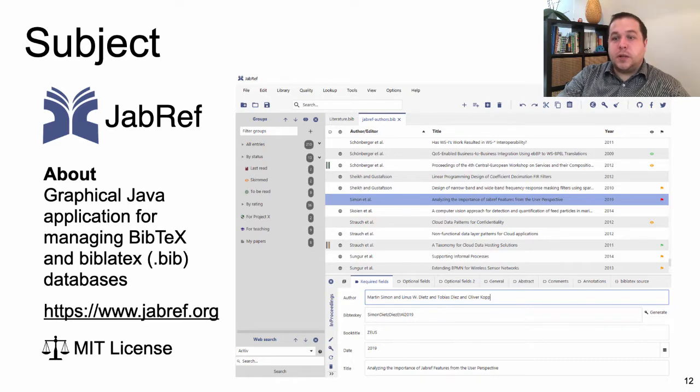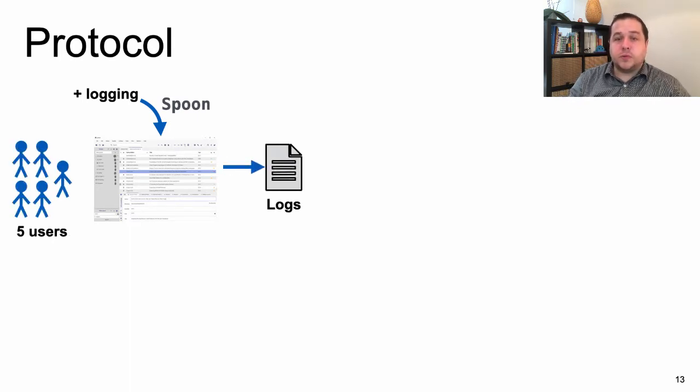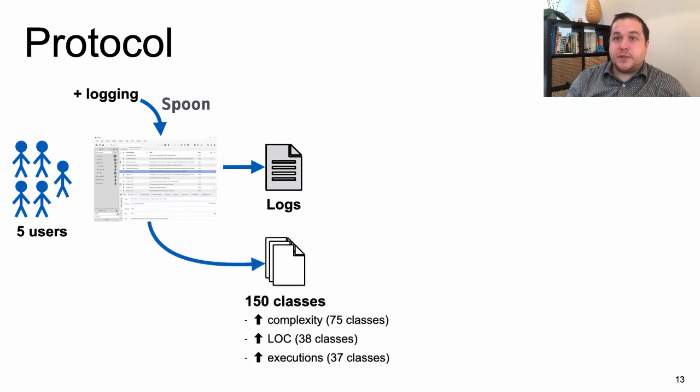So how did we do? Well, first we instrumented JabRef in order to add logging instructions in the source code. Then we gave it to 5 users and asked them to use it for various tasks. We collected the logs that were produced by the instrumented version of JabRef. We also sampled 150 classes as classes under test. For that, we took 75 classes with the highest complexity in the JabRef project.